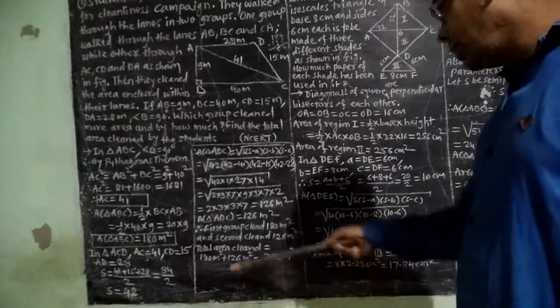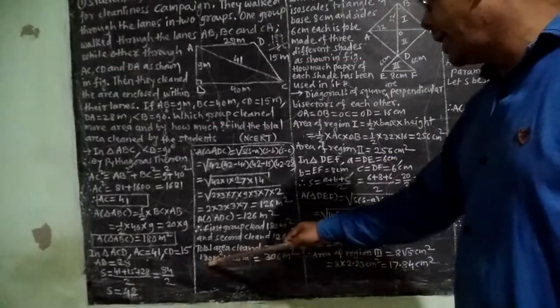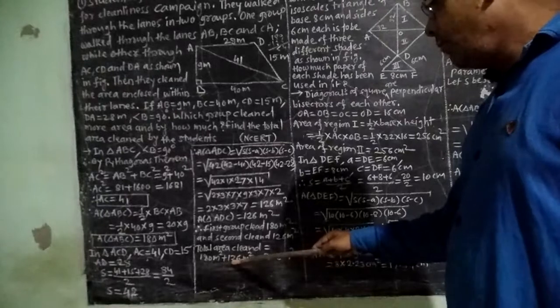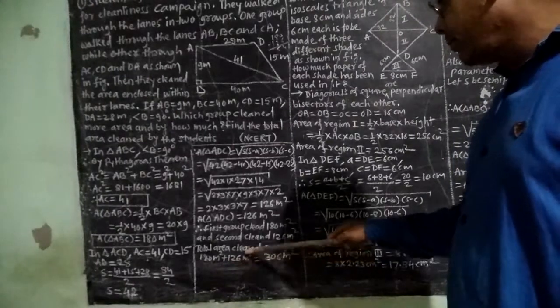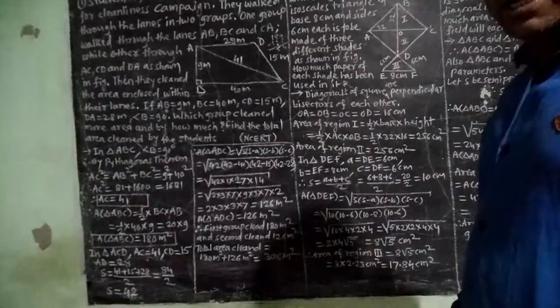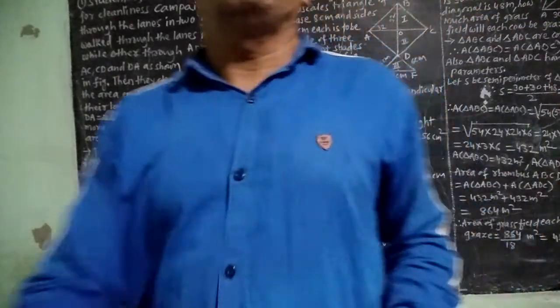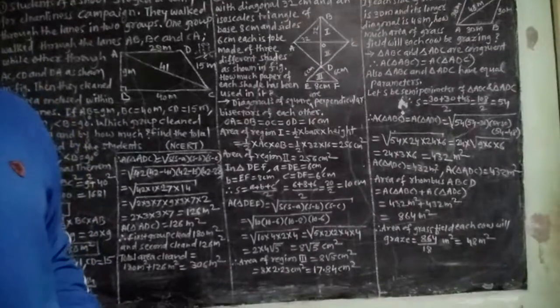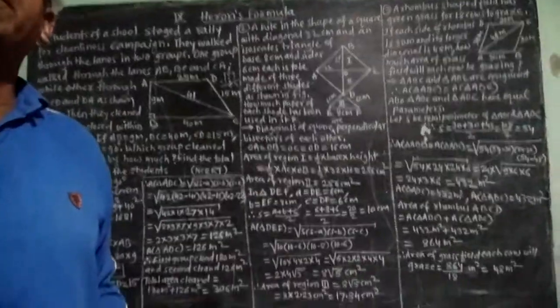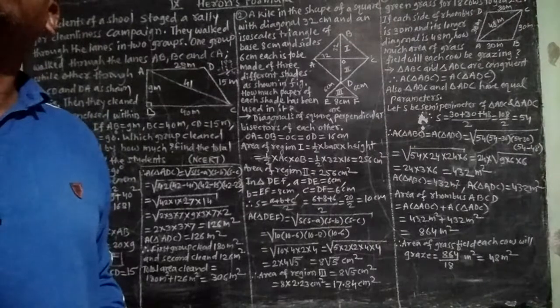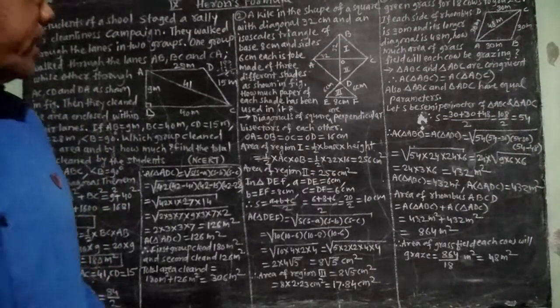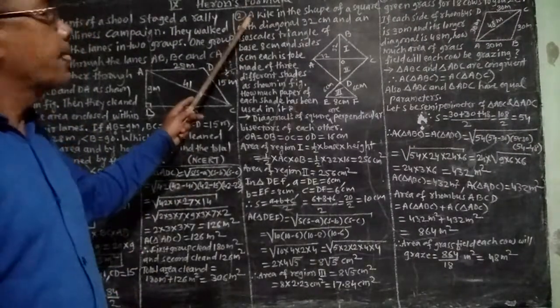And now total area cleaned is equal to 180 meter square plus 126 meter square, and that is equal to 306 meter square. So in this way we have solved the first example here. Now there is one more example here.